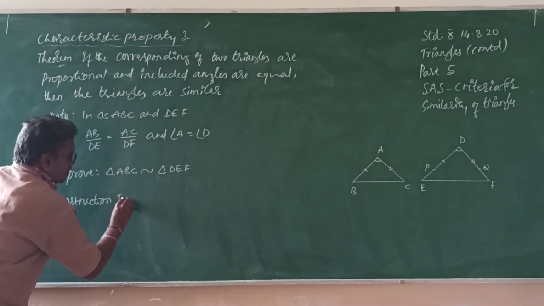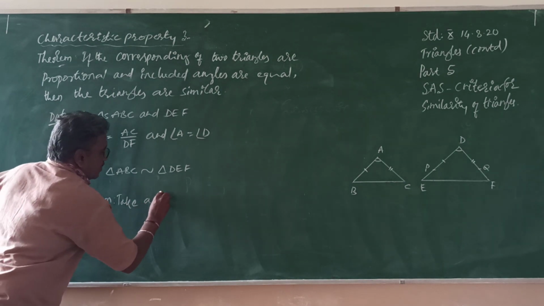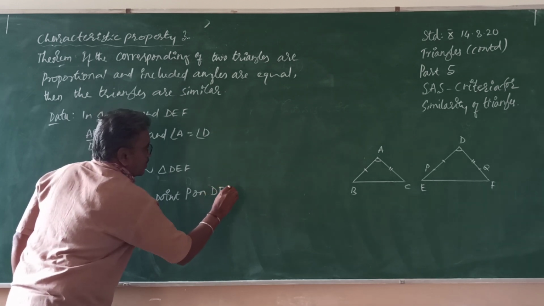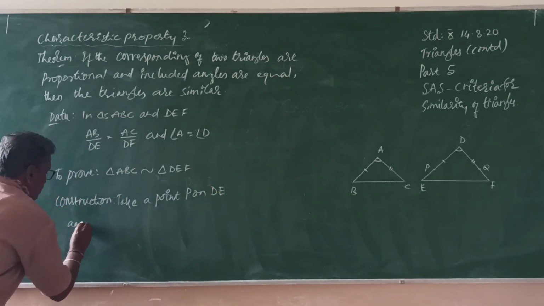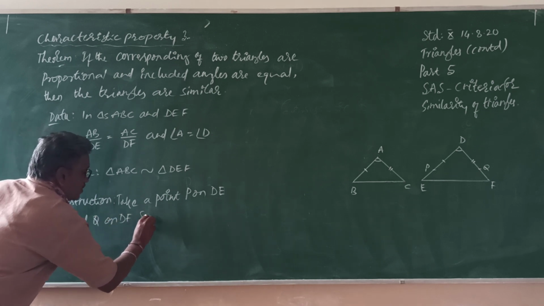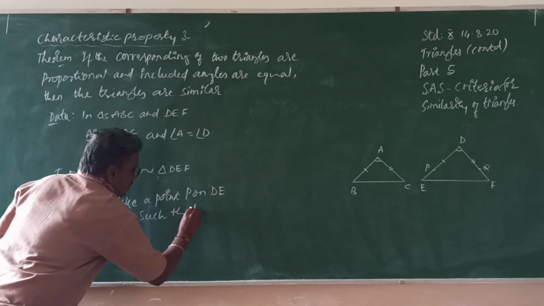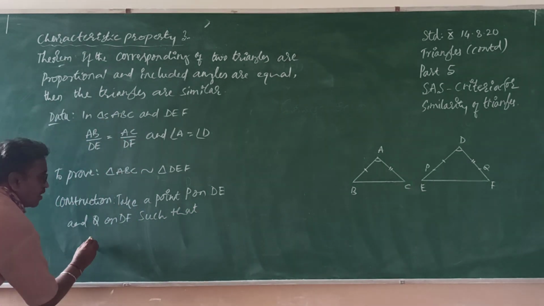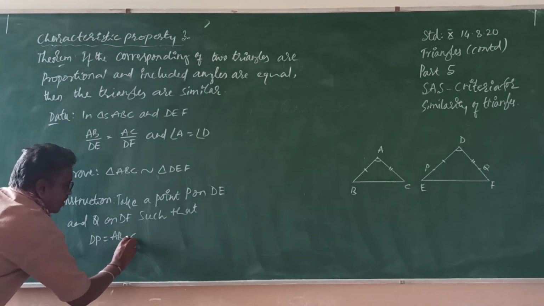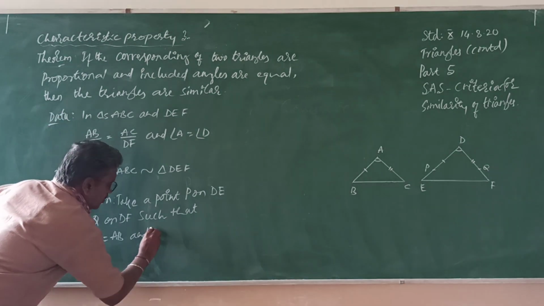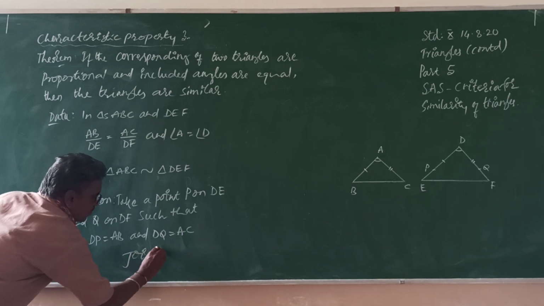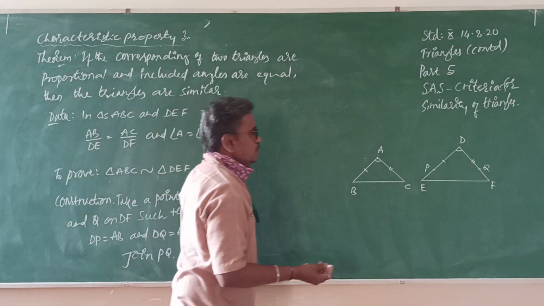Take a point P on DE and Q on DF such that, very important, there must be some condition. What is that? DP is equal to AB and DQ is equal to AC. Then join PQ.